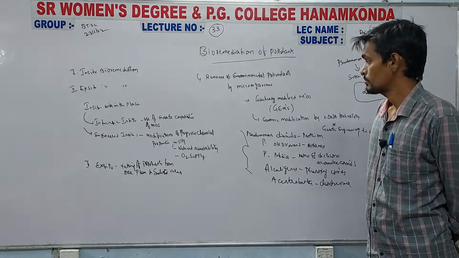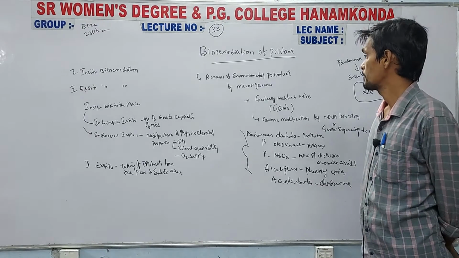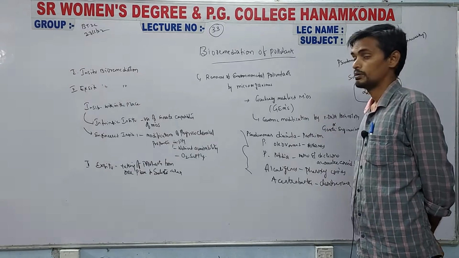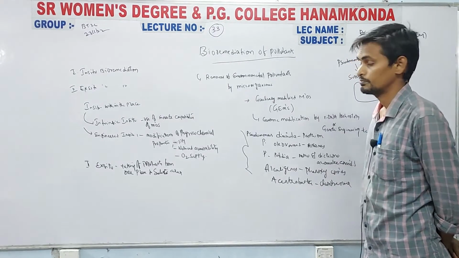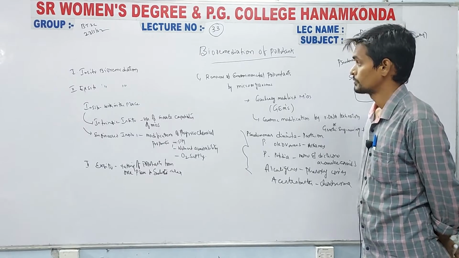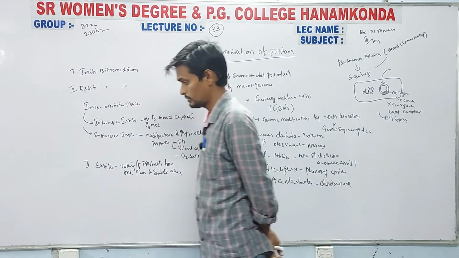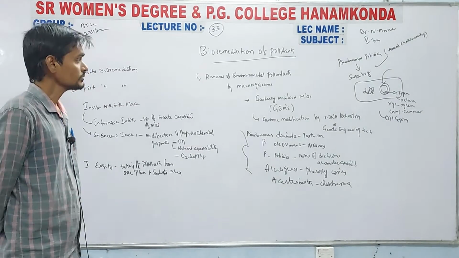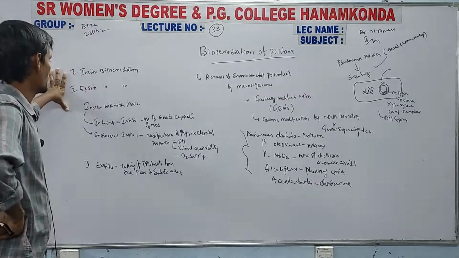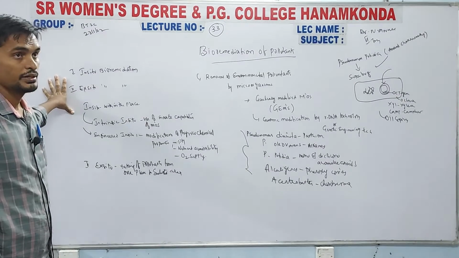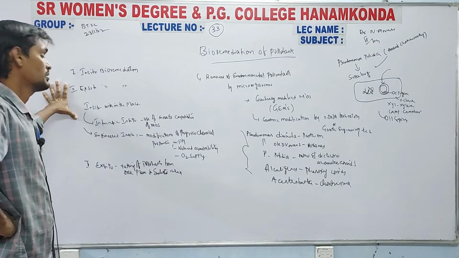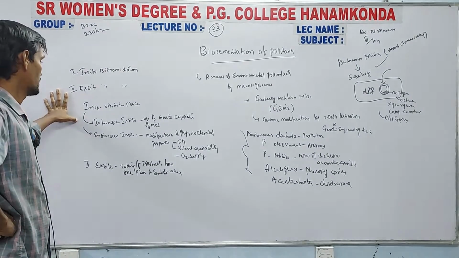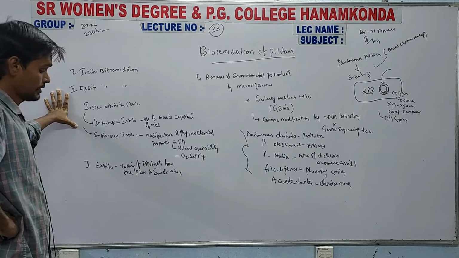So removal of environmental pollutants by microbial organisms is called bioremediation. This can be done in two ways, that is in situ bioremediation and ex situ bioremediation. Coming to the in situ bioremediation, we are degrading the pollutant within the place. Degradation within the place is called in situ biodegradation.